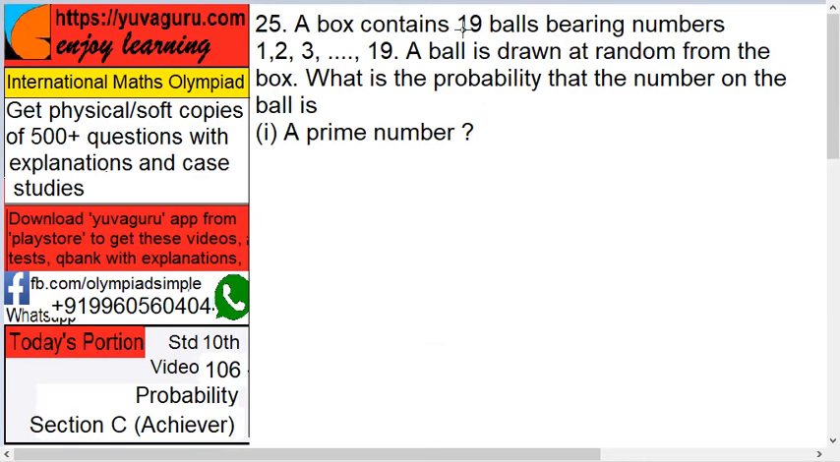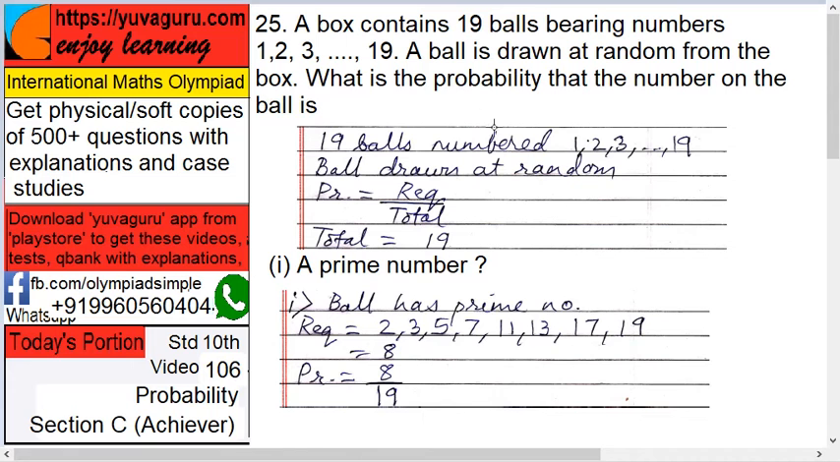Next, a box contains 19 balls bearing numbers 1 to 19. A ball is drawn at random from the box. What is the probability that the number on the ball is, number 1, a prime number? Here, firstly 19 balls numbered 1 to 19. Balls drawn at random, so probability is required upon total. Total we know 19 because total numbers are 19.